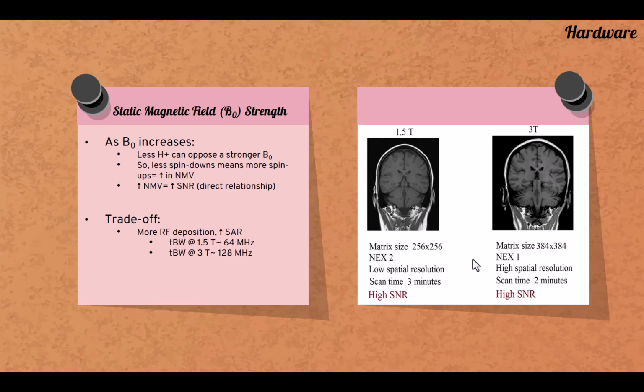That's because you're transmitting at a higher frequency. For a 3 Tesla magnet, you're going to be transmitting at 128 megahertz, which is calculated through the Larmor equation, compared to the 1.5 Tesla magnet where you're going to be transmitting at half that, 64 megahertz.